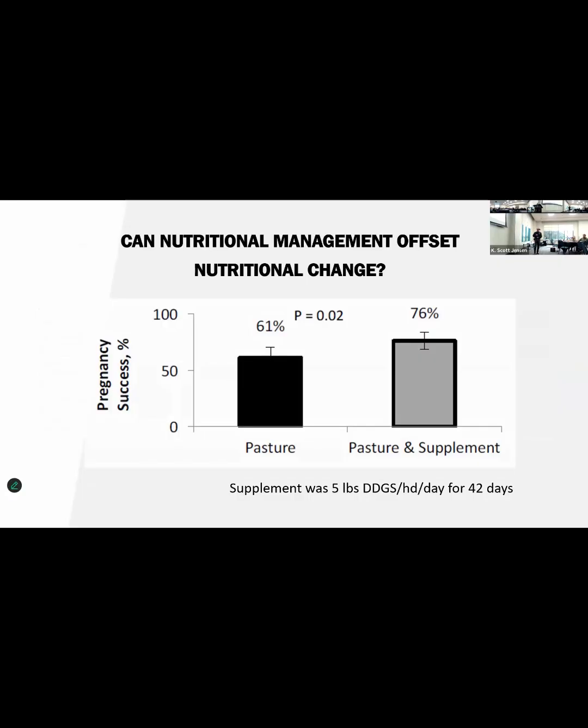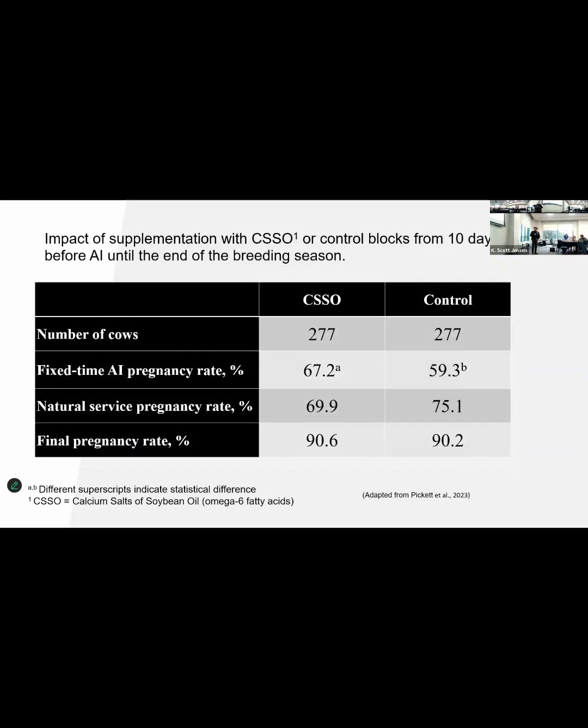What they did was they had heifers that were out on pasture. So this is not the season-long pregnancy rate. This is just the first 21-day pregnancy rate. They were in dry lot and then they went out to pasture, or they were in dry lot and then they went out to pasture plus supplement. That supplement was 5 pounds of distiller's grains for a whole 42 days, which is kind of a long time to feed heifers. But that's what they did, and they improved pregnancy rates. So the take-home message there is we might be able to, with some nutritional supplementation, help out those pregnancy rates during the early part of the breeding season, if there is a nutritional change that we're going to see.